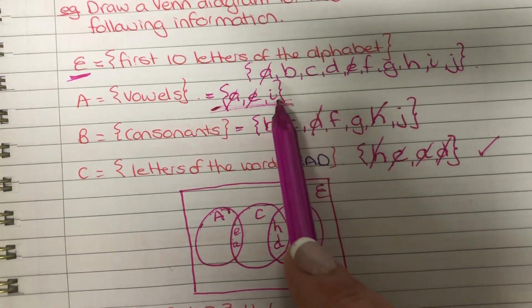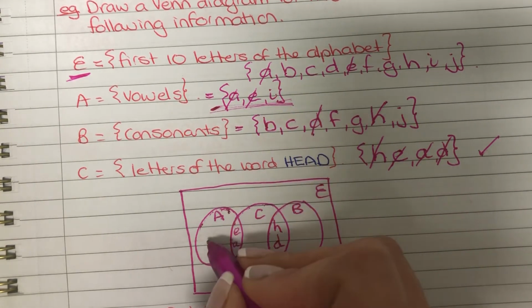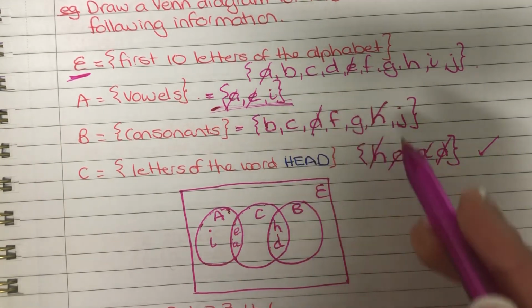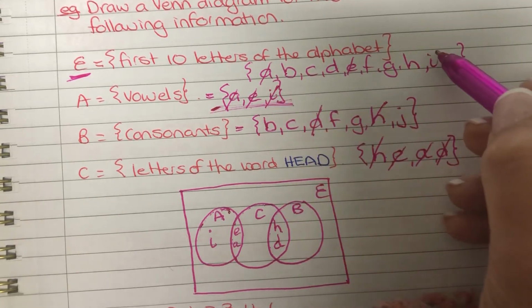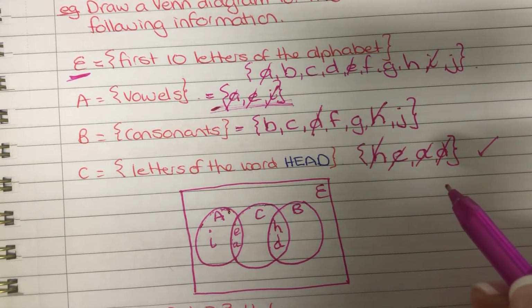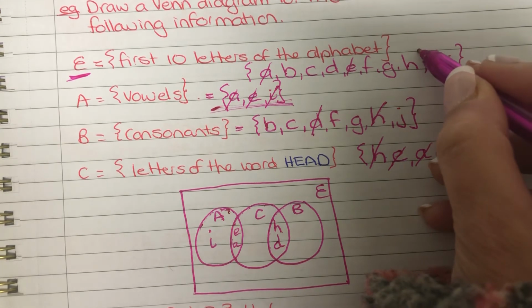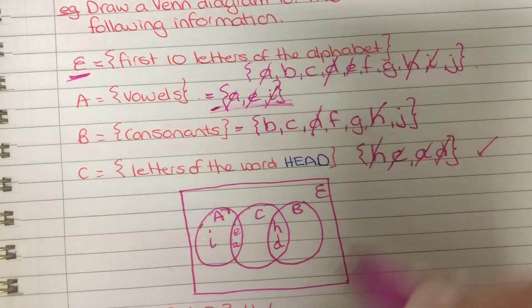Let's go back and have a look at what else we need to put in. So in A, we also have an I. Just by itself, it's not in any others. I'm going to get rid of that there. And we're going to get rid of it there. Oh, I forgot to get rid of H and D.